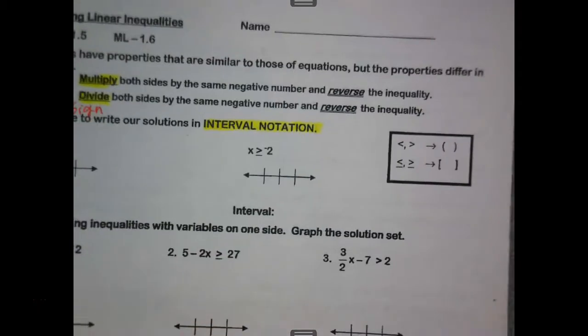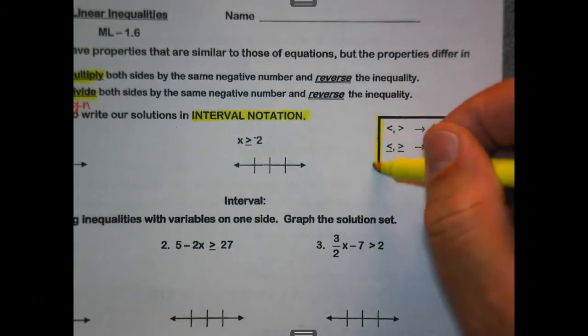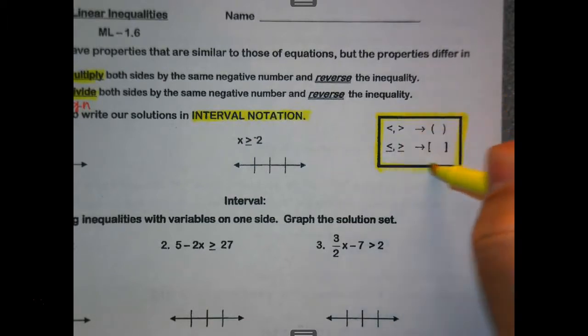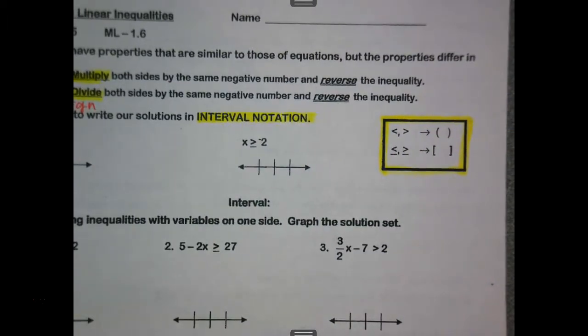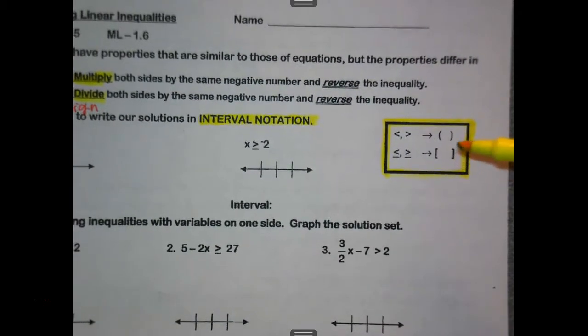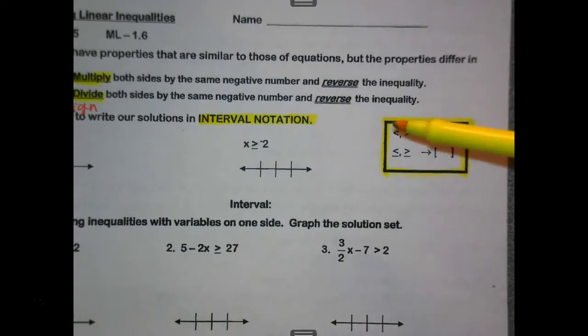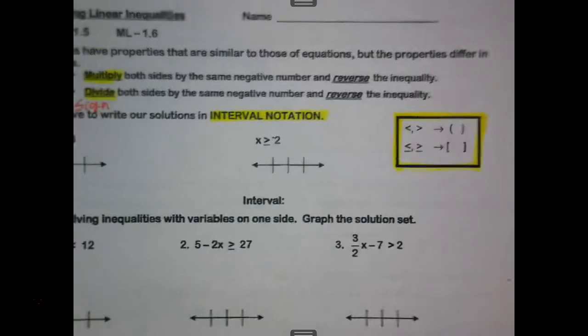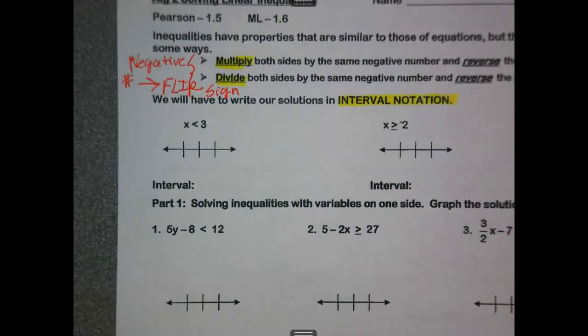Interval notation deals with parentheses and brackets. This little box here tells you the difference of whether to use parentheses or brackets when we're writing interval notation. Parentheses: there is no equal sign with our inequality sign. Brackets: we do have the equal sign with our inequality. And yesterday I talked about an open circle when we used to graph in Algebra 1.